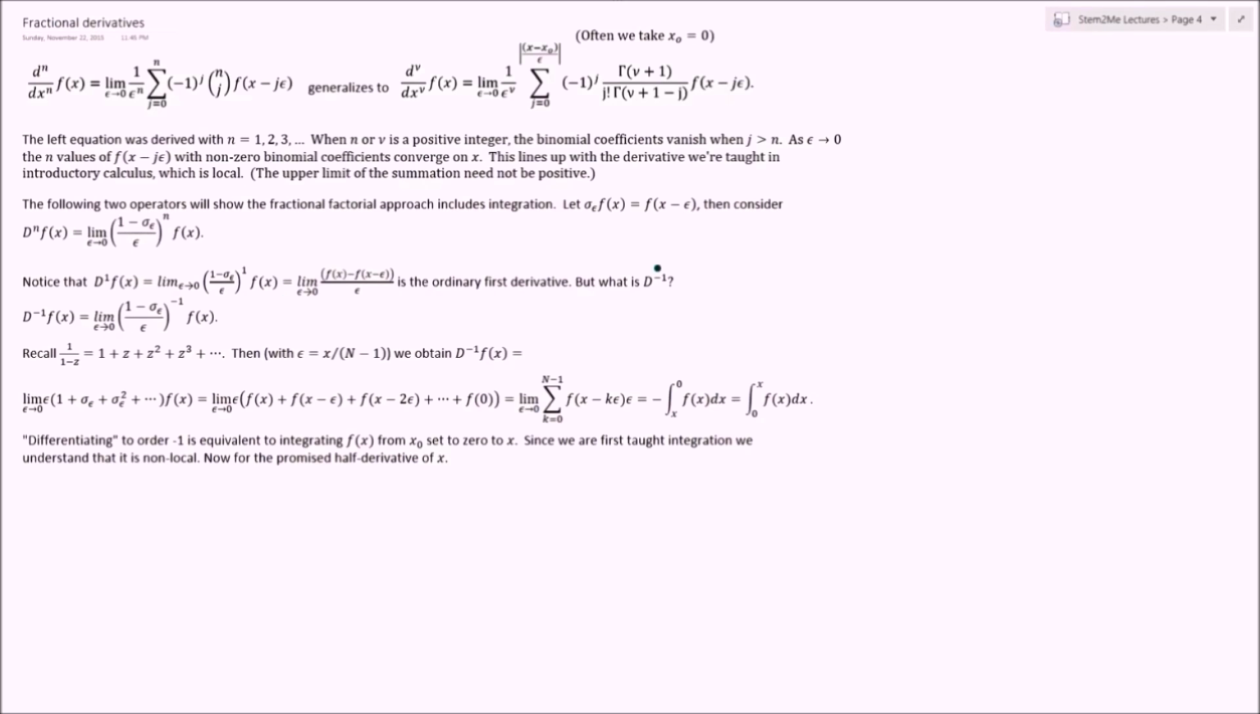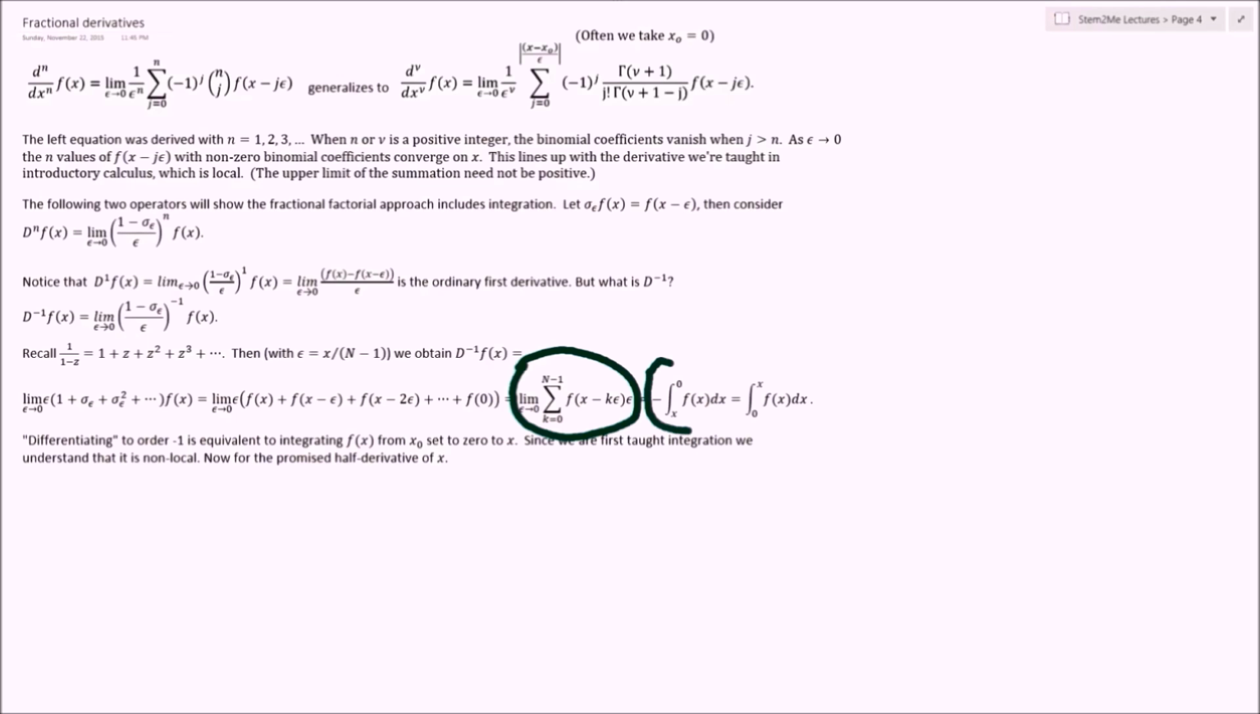Here's where it gets interesting. What is the -1 derivative in this notation? The consequences show up right there. If you recall this result, this expansion, and if we let epsilon equal to x divided by n minus 1, this, which is this, becomes this expansion right there. If you collect the terms, you obtain this. That looks like an integral.